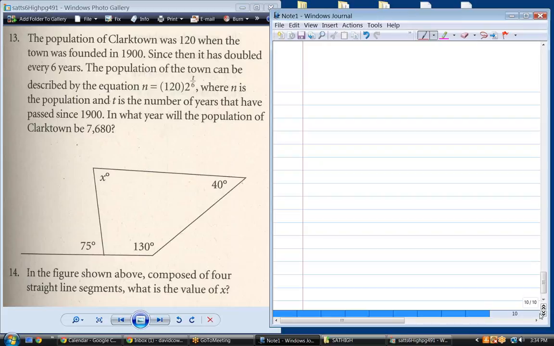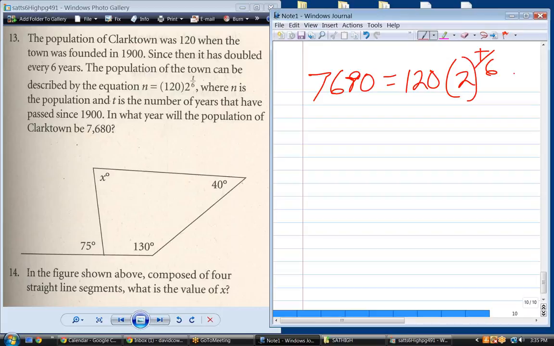Oh, I don't like that. Well, I'm curious. This looks like a logarithmic problem to me, but I don't know. Maybe I'm missing something. So 7,680 is N, right? Yes. And we have to solve for t. So we have this equation. Ew, it is logarithmic.